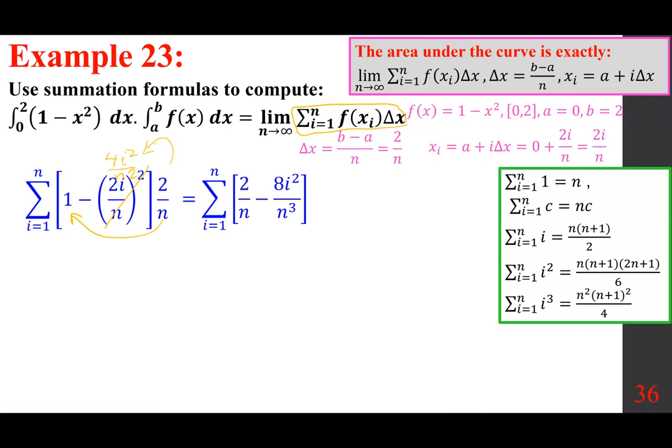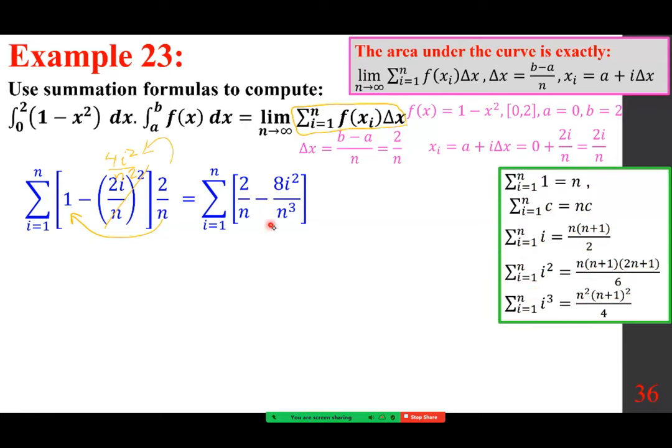So I believe it's pretty straightforward. We are going to put that in a format such that this can be used. So what do we have here? If you go back to some of the summations that we have seen, the formulas in algebra: the summation of 1 is n as i goes from 1 to n. The summation of c is nc. The summation of i is n times n plus 1 over 2. The summation of i squared is n times n plus 1 times 2n plus 1 over 6. The summation of i cubed is n squared times n plus 1 quantity squared over 4, as i goes from 1 to n.